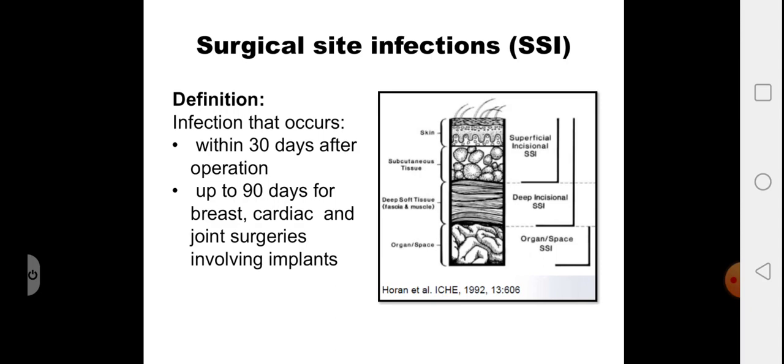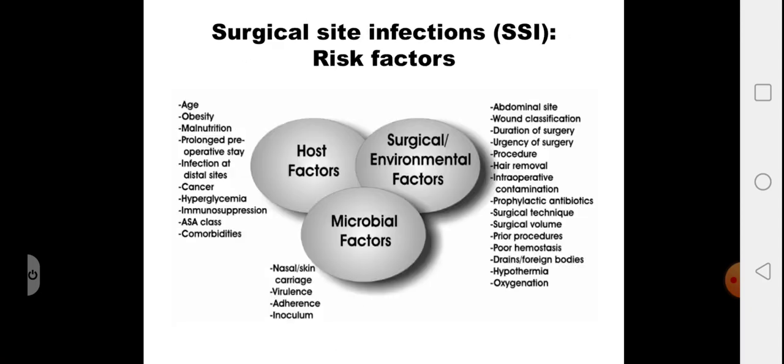Looking at the types of surgical site infections, they can be superficial incisional surgical site infections, which involve skin and subcutaneous tissue; deep, which involve muscle and fascia; and organ or space surgical site infections, which include the organs. What are the risk factors? They are a triad of risk factors: host factors, microbial factors, and surgical or environmental factors.